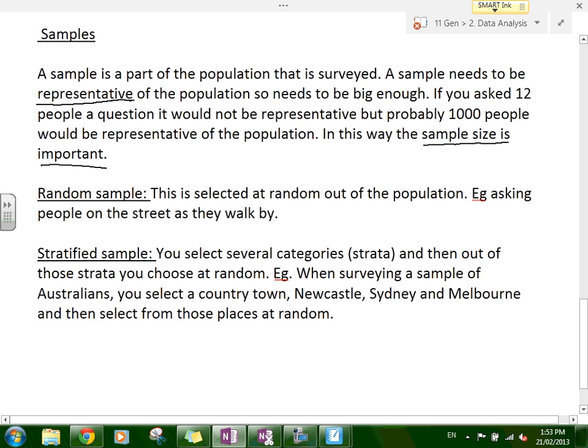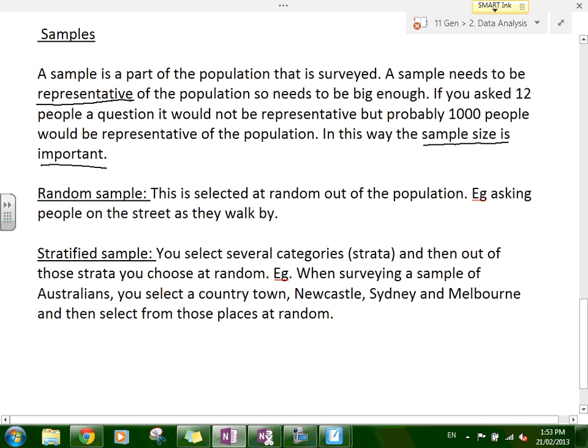Have a look at the first one, a random sample. This is selected at random out of the population. So, for example, if you stood at the gate of a shopping centre or at the doorways and asked people at random as they came in, that's a random sample. You're just choosing names out of a catalog. There's a couple of other things that you can do with it. It's a stratified sample.